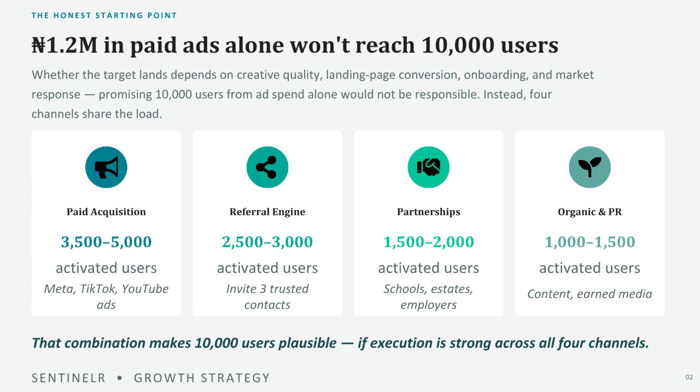Then we'll have partnerships, whereby we'll be going to strategic partners like schools, estates, and employers to activate strategic users that need the app. And we also have organic and personal reach. We are looking towards 1,000 to 1,500 users from organic and personal reach through content and earned media. The combination of these 4 channels makes 10,000 users possible if the execution is strong across all 4 channels.